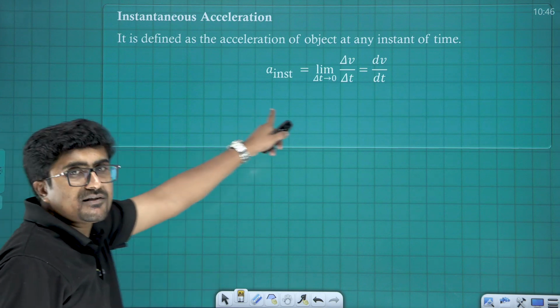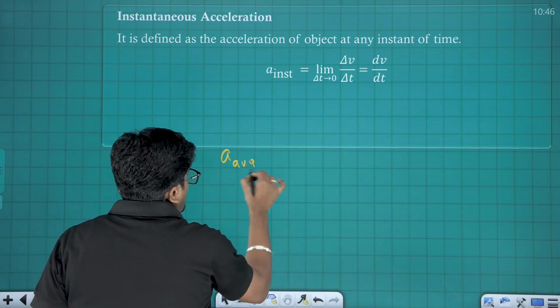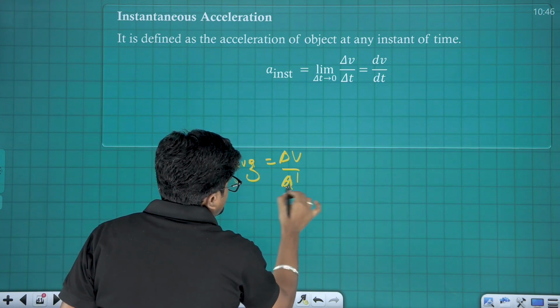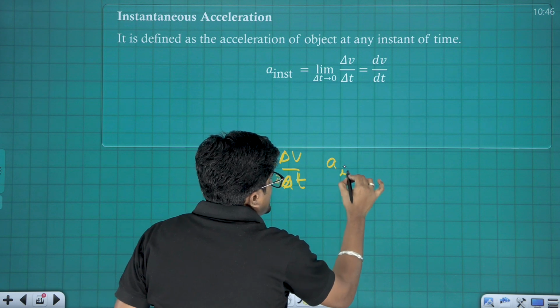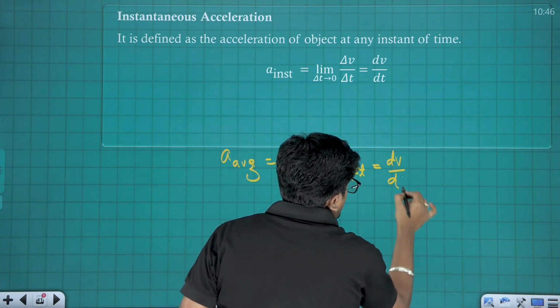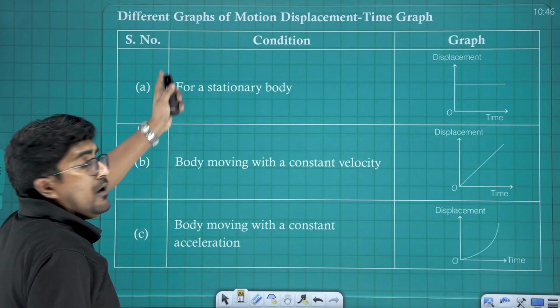Next is instantaneous acceleration. I already told you, if average acceleration a average is delta v upon delta t, then a instantaneous is going to be dv by dt. Okay, next is graph.